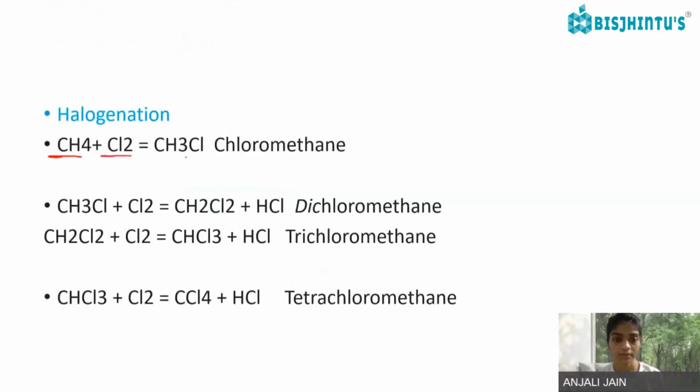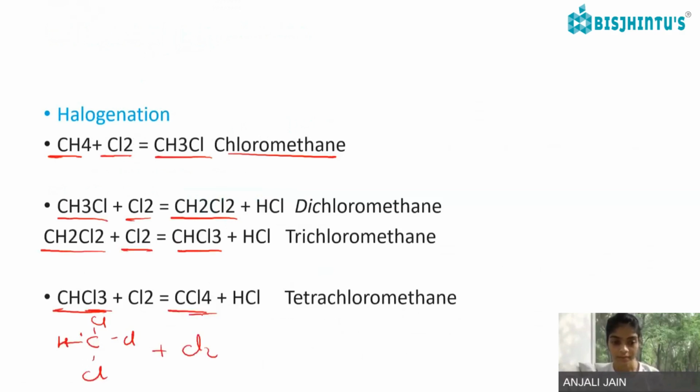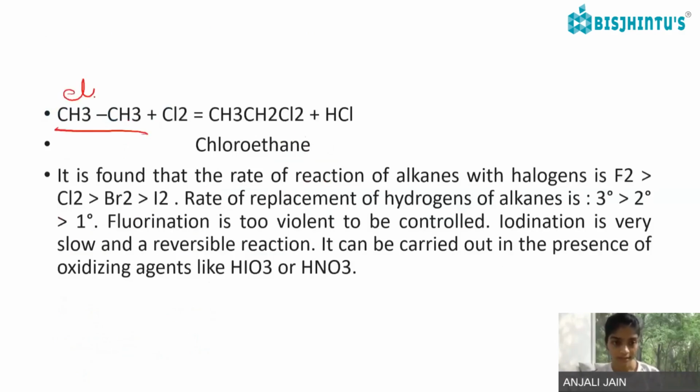So methane in presence of chlorine gives us chloromethane. Then chloromethane in presence of chlorine gives dichloromethane. Dichloromethane in presence of chlorine gives trichloromethane. Trichloromethane in presence of chlorine gives me tetrachloromethane and HCl. Ethane in presence of chlorine gives me chloroethane plus HCl. This can be our CH3CH2Cl.